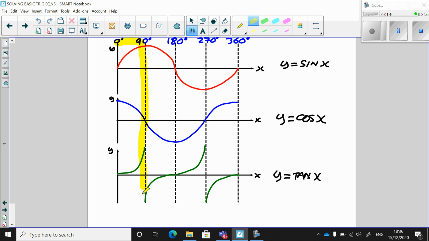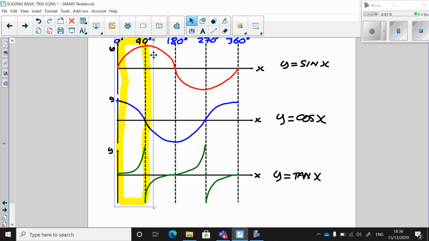0 to 90, that's what I'm referring to as my first quadrant. My second quadrant is 90 to 180. What we're interested in here is, does the graph lie above or below the x-axis? That's what we're interested in for each of the three graphs. So don't think any deeper than that.